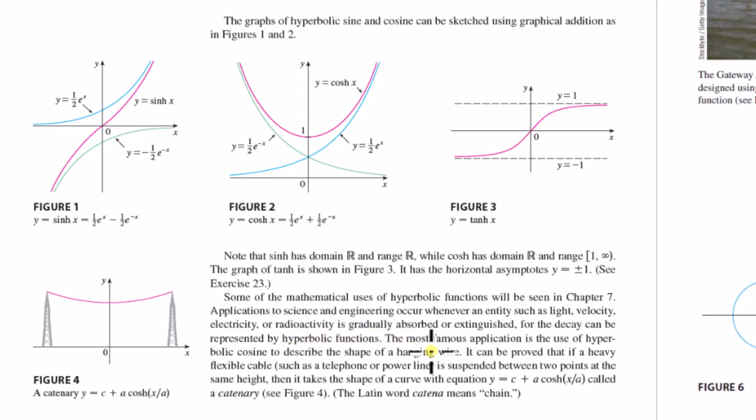Okay. The most famous application is the use of hyperbolic cosine to describe the shape of a hanging wire. It can be proved that if a heavy flexible cable, such as a telephone or power line, is suspended between 2 points at the same height, then it takes the shape of a curve with this equation, a function of hyperbolic cosine, called a catenary. All right, that's interesting. So if you have a heavy cable, any kind of heavy chain, and it's suspended between 2 points, the function that represents this involves hyperbolic cosine. This is called a catenary.